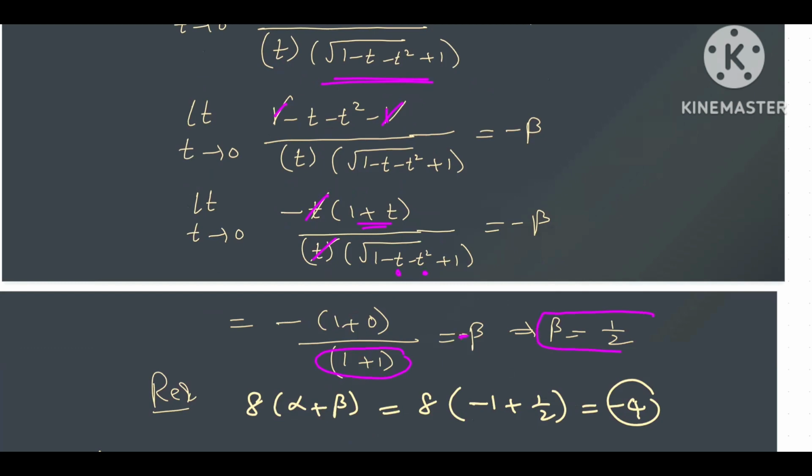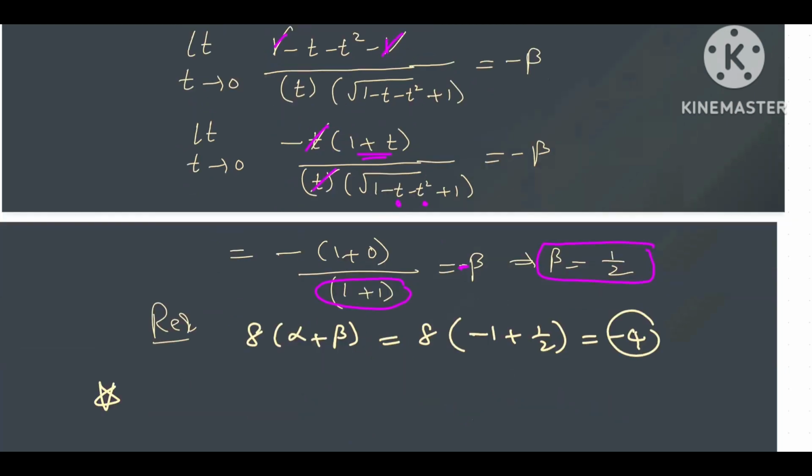So after finding beta and alpha, directly substitute in what is required here, 8 times alpha plus beta. 8 times of what is the alpha value? We have got minus 1, and the beta value is 1 by 2. What is the answer here? Minus 4. We have got it.